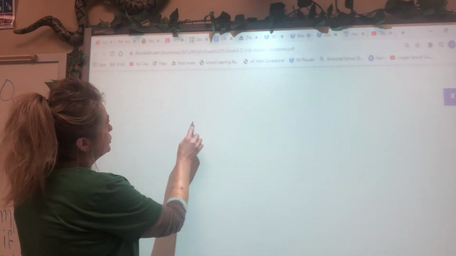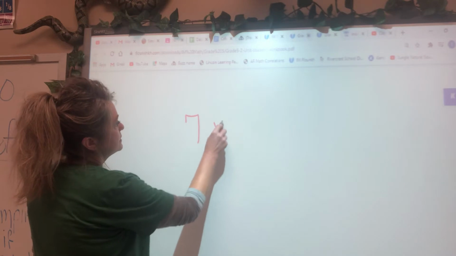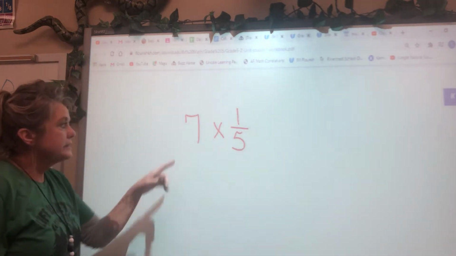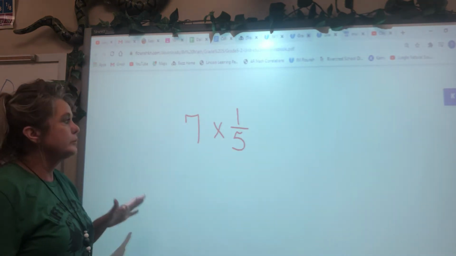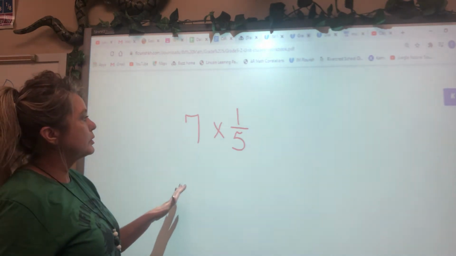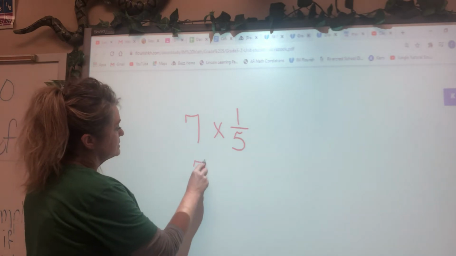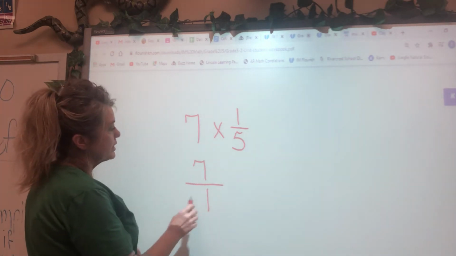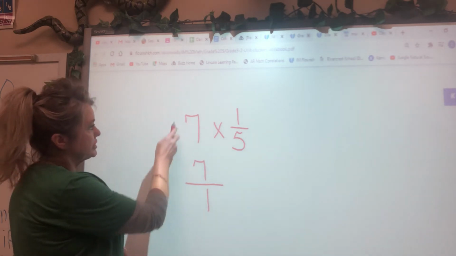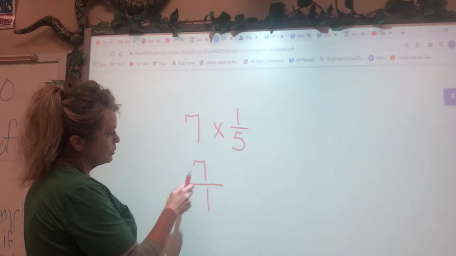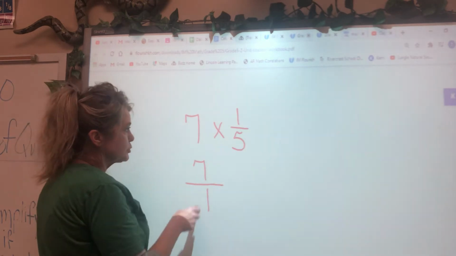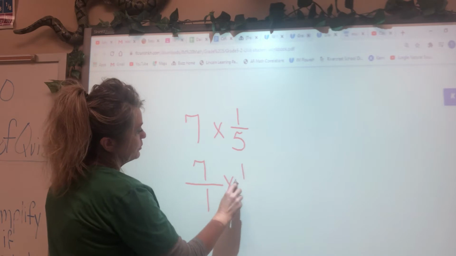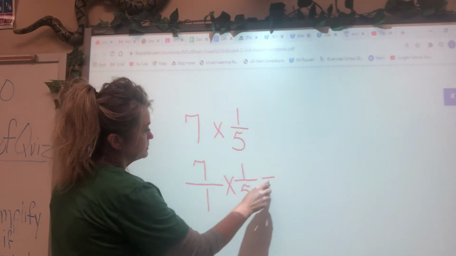If I gave you 7 times 1/5, anytime we have a whole number, we have to remember that we can turn that whole number into a fraction by simply putting it over 1. 7 over 1 is the same thing as just 7, because 1 will go into 7 times, which would make a whole, so there's our 7.